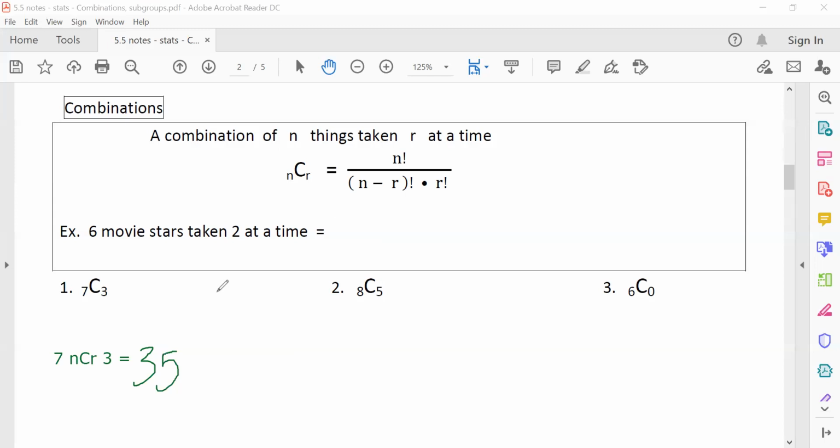Some of your calculators will just straight up have an nCr and nPr button. You just might have to hit the second button to bring it up.